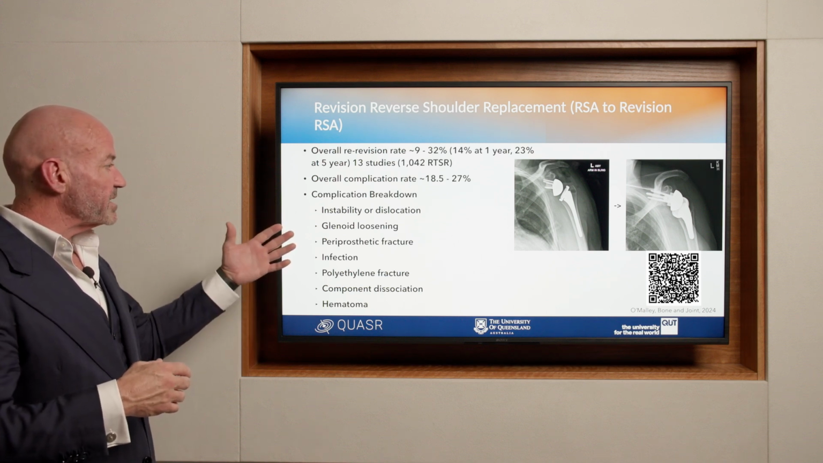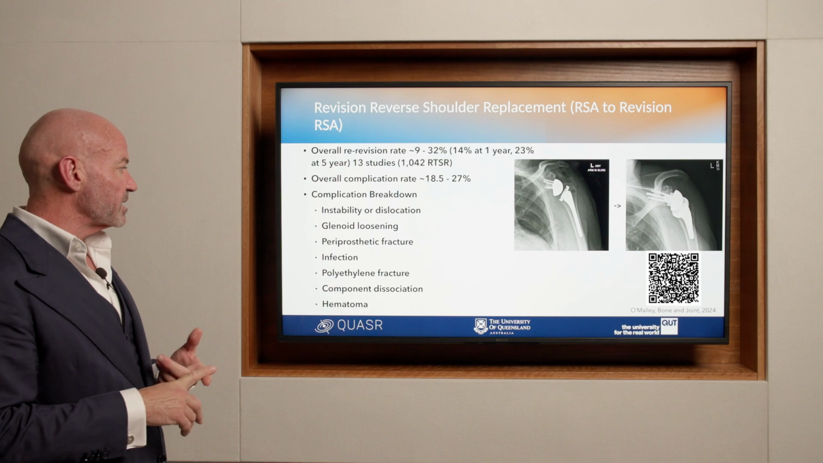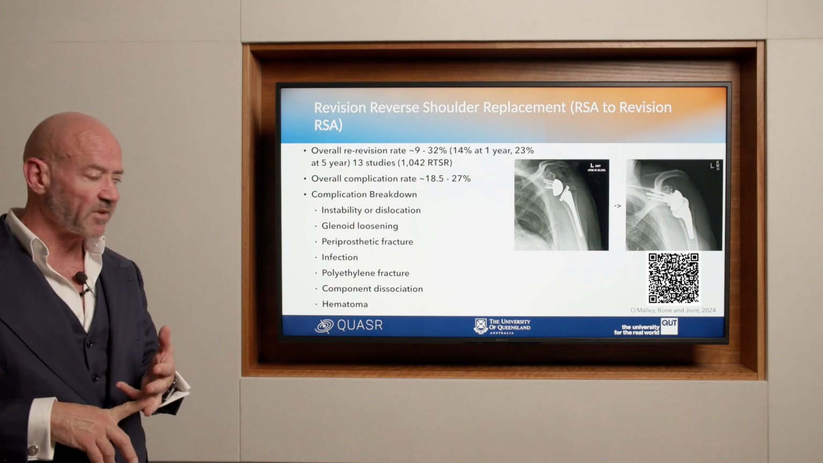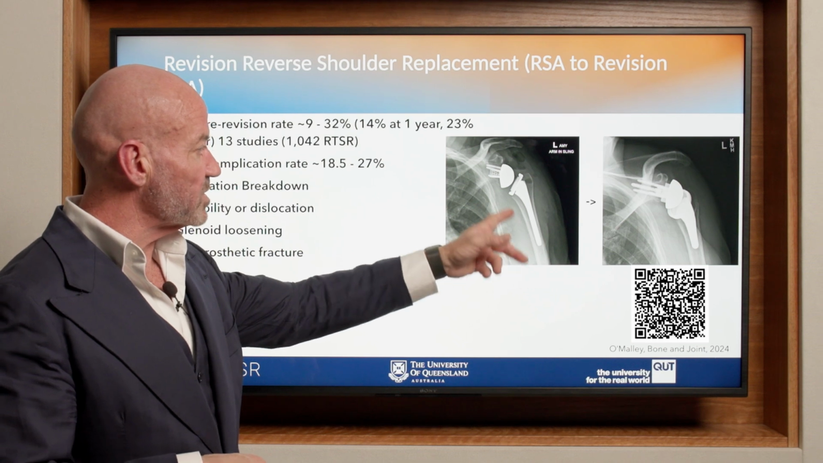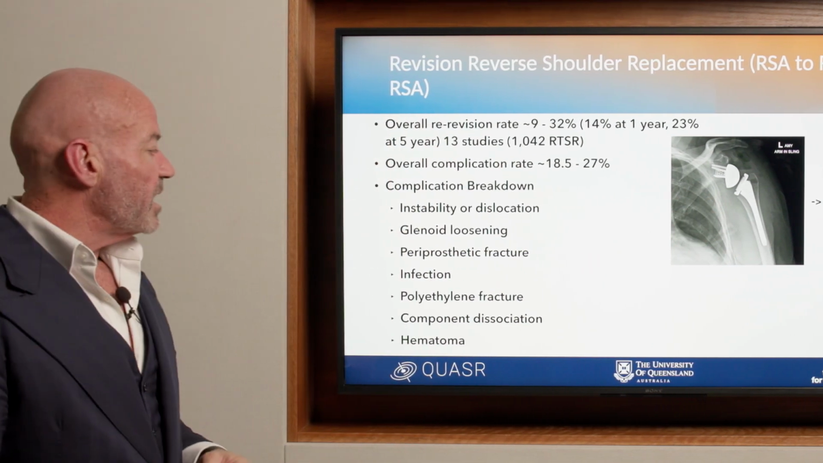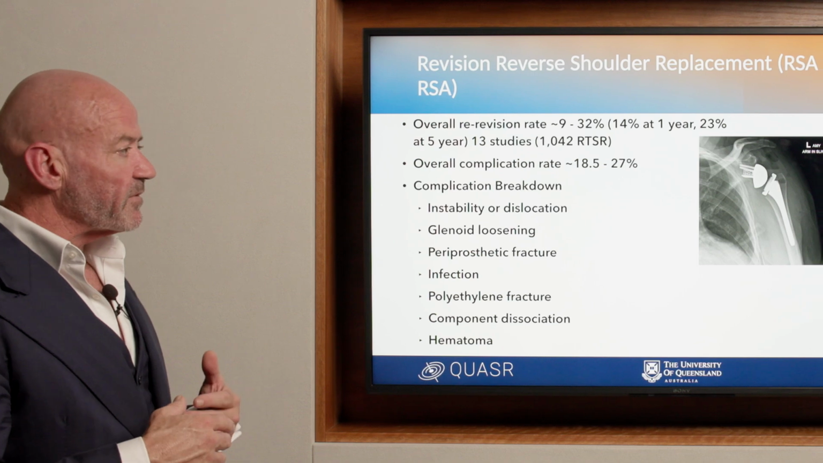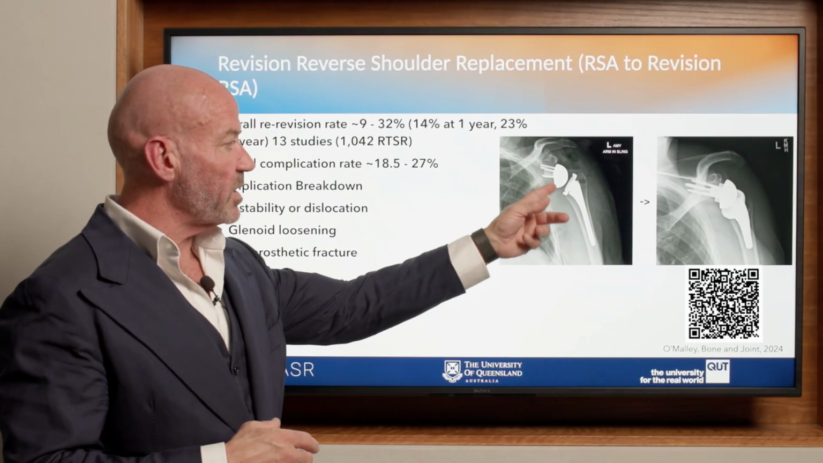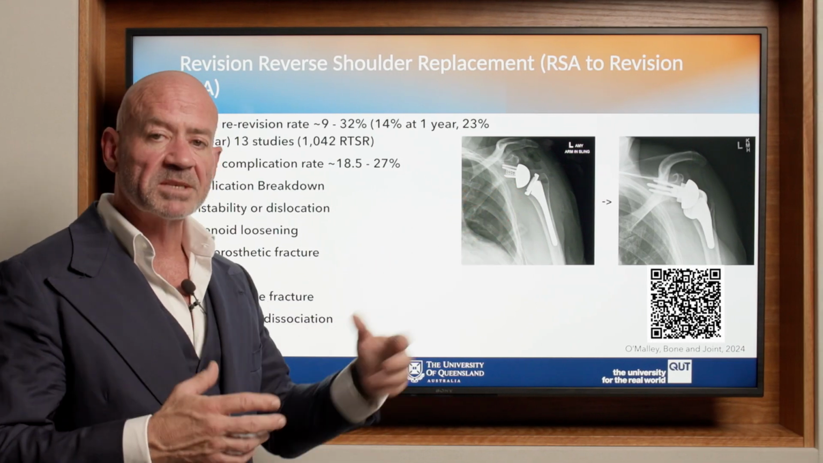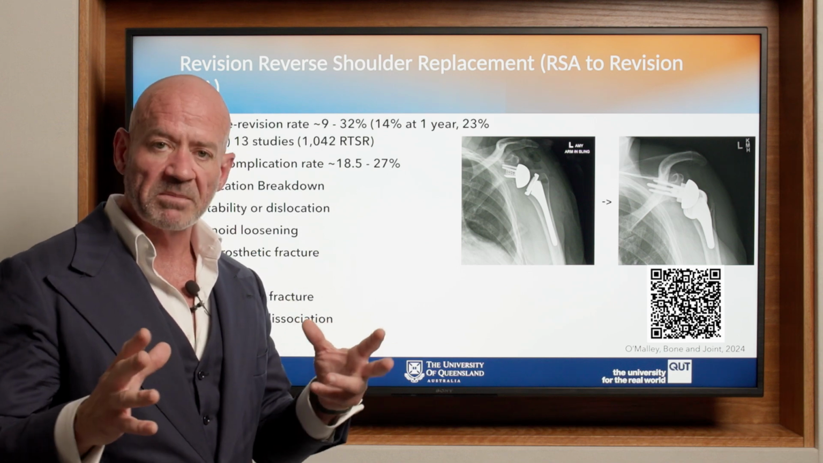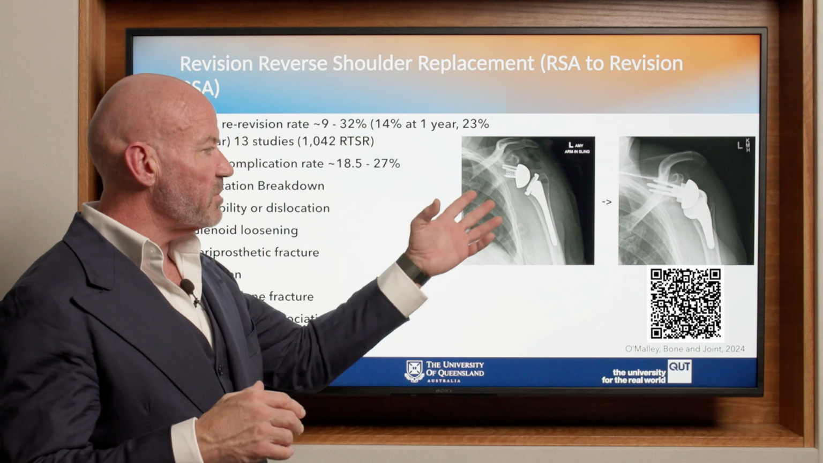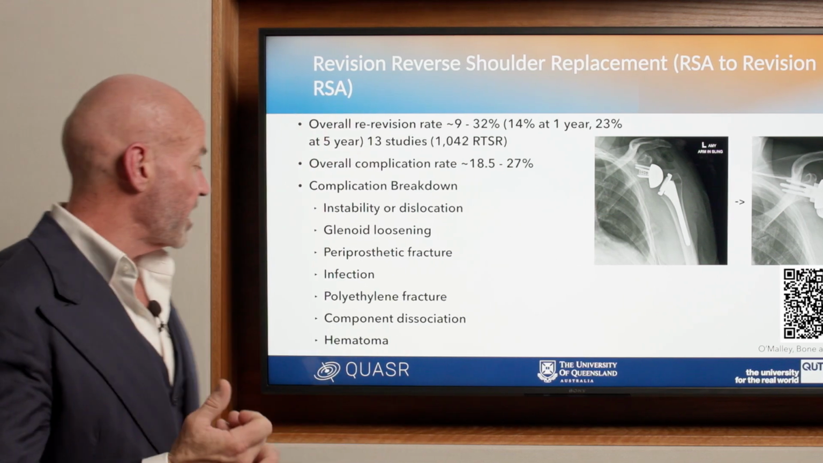The complication breakdown included instability or dislocation, glenoid loosening, periprosthetic fracture. By that I mean a fracture around the prosthesis, either on the humeral side or the glenoid side. Infection, of course, and polyethylene fracture. There's always a polyethylene component between the shoulder replacements in almost all situations. Some shoulder replacements are a bit different. They have maybe a ceramic articulation, but the most common is a polyethylene one, and that can fracture.